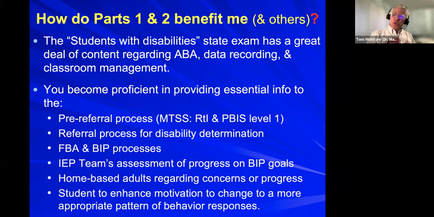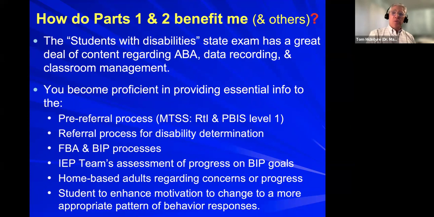There are certain procedures we go through before we then engage in referring the student for consideration as to whether there might be a disability in this case. And you'll be able to contribute to the pre-referral process, the referral process, where we're trying to determine if the student does have special needs and we need to create an IEP. You'll be able to contribute to the functional behavior assessment and the development of the behavior intervention plan, and whether that intervention plan is working.